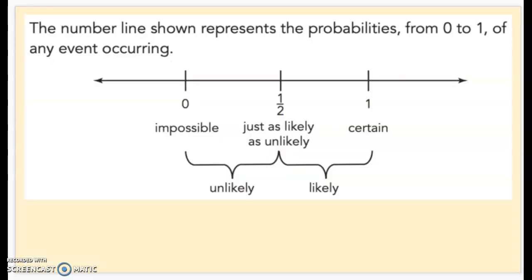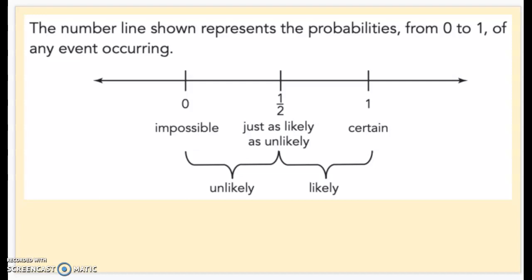All right, ladies and gentlemen, at this time I would like you to draw the number line that you see on this screen. And this number line is representing the probabilities, which we already know are going to be some numerical value between 0 and 1 of any event occurring. So as you can recall from our last instructional video, an event that has a probability of 0 is impossible. It absolutely will not happen. And an event that has a probability of 1 is absolutely certain to happen. It is guaranteed to happen.